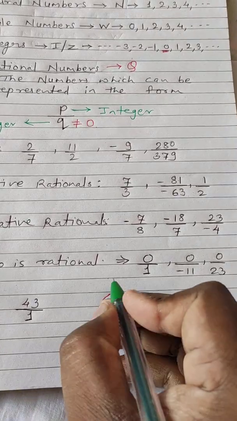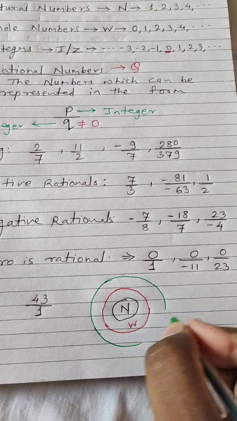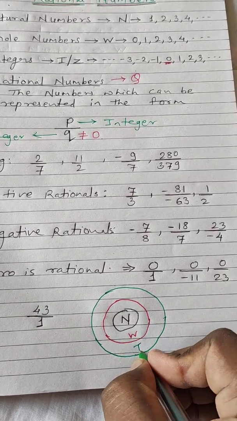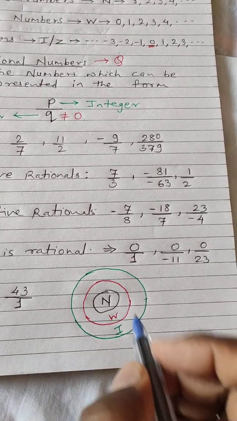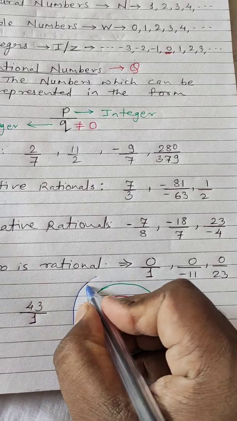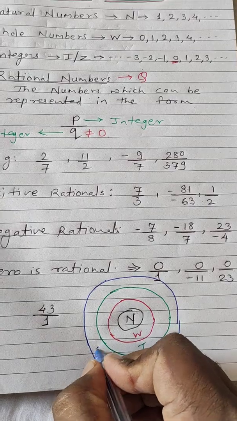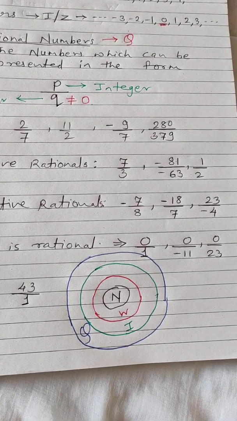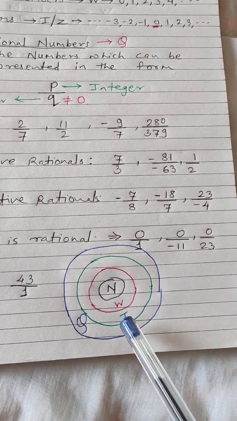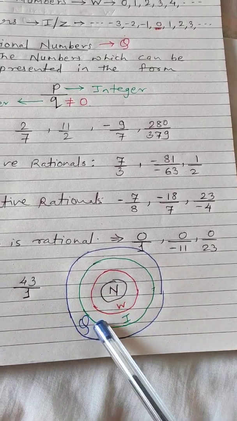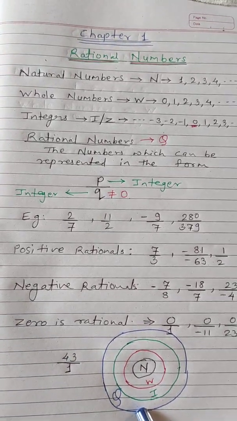From this, I want to tell you that all the natural numbers are whole numbers, correct? Then all the whole numbers are integers. And also all the integers are what? A rational number. Got it? This relation means all the natural numbers, whole numbers, and integers belong to the rational numbers only. Is that clear to everyone? Okay.